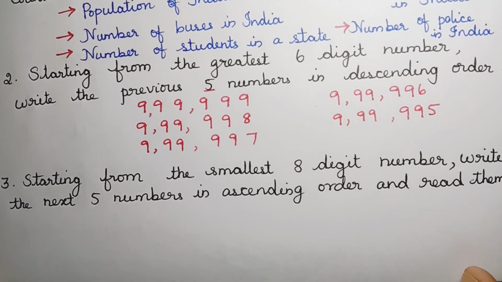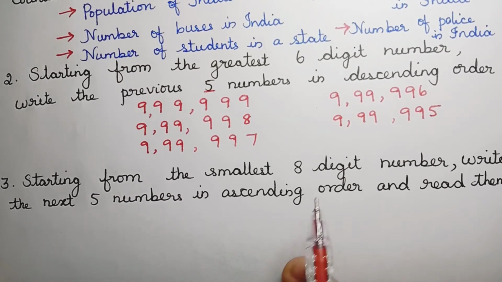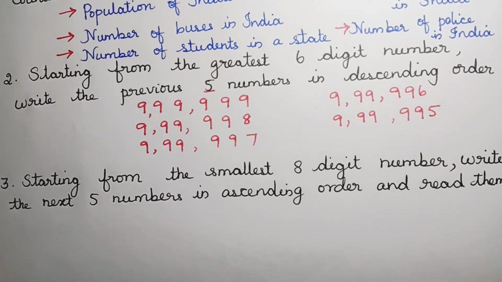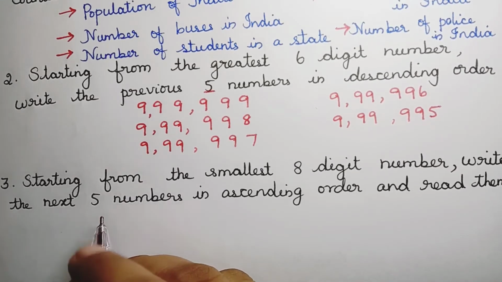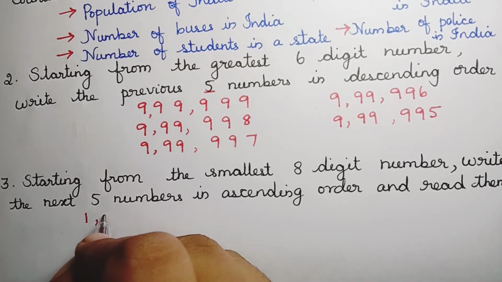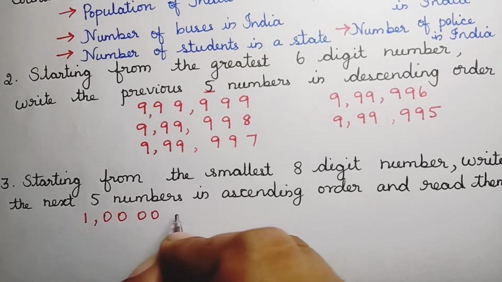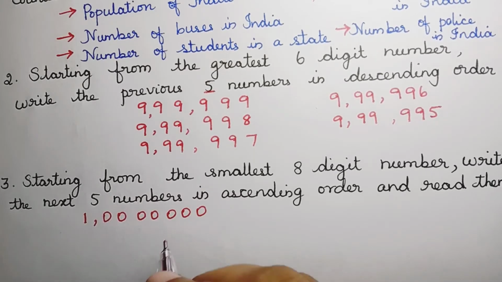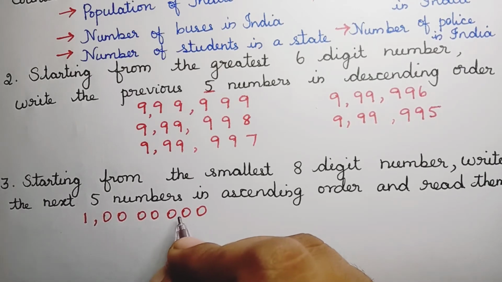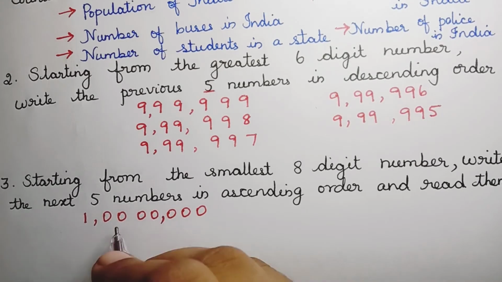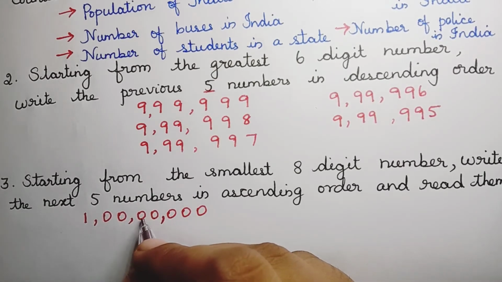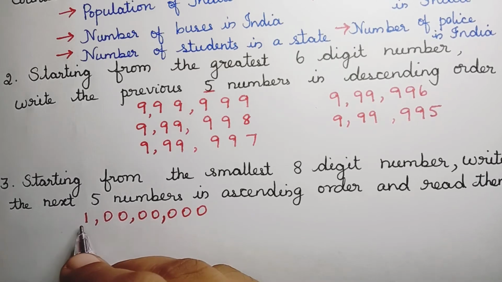Another question. Starting from the smallest 8-digit number, write the next 5 numbers in ascending order and read them. So we will write the smallest 8-digit number. For that you have to write 1 and 7 zeros. Okay. 1, 2, 3, 4, 5, 6, 7. So count from here. Ones, tens, 100. You have to put a comma here. Then another comma. So this is hundreds, 1,000, 10,000, lakh, 10 lakh, 1 crore.